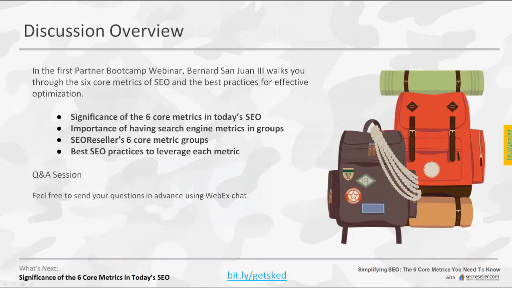But by thinking of the metrics in groups, it gives you a more practical application of how to leverage these metrics to your website's advantage and make it easier for the bot and the user, specifically the user, to get a better idea of what the content on your website is about. You'll discover what our 6 core metric groups are and the best SEO practice to leverage each metric.